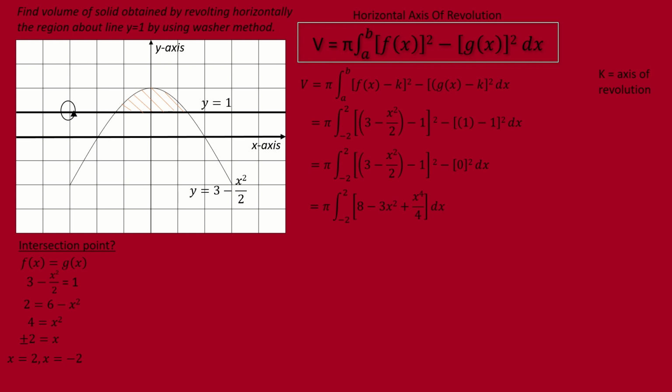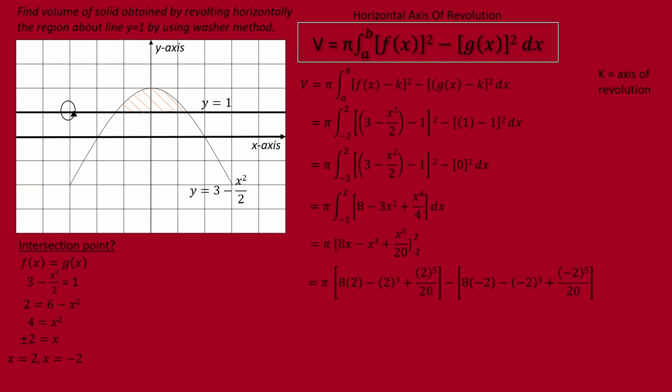Now, it's time to integrate the function. By integrating the function, we get pi times 8x minus x to the power of 3 plus x to the power of 5 over 20, and the limits are 2 and negative 2. Now, we move in both of the limits into the function, in which the upper limit minus the lower limit. It is actually by substituting the limits into the unknowns, in which x or y.